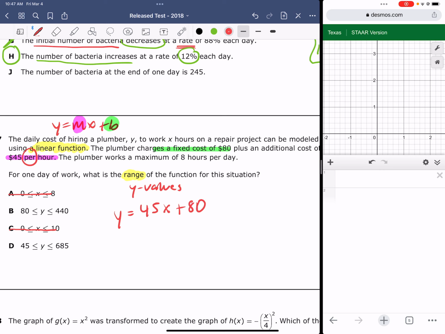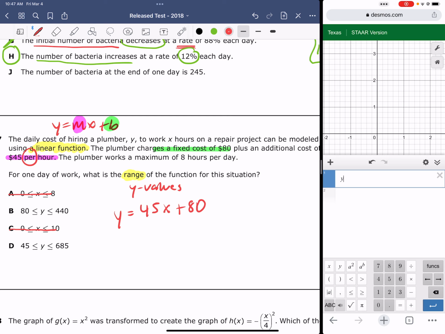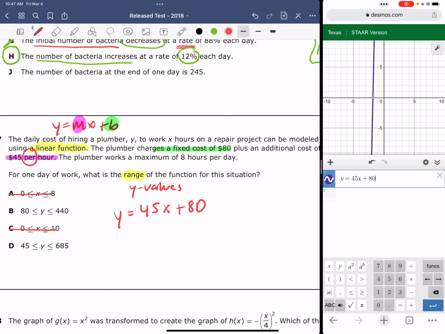Typing this into Desmos will allow us to produce a table so that we can see the x and the y values. 45x plus 80, and then we will hit the edit list button and convert to table. Now, in this real-world context, we cannot work a negative number of hours. The least number of hours we would be able to work would be 0, and so that will be our starting x value. From there, we can type in the next x value, which of course would be 1 hour, 2 hours, 3 hours, on and on and on.